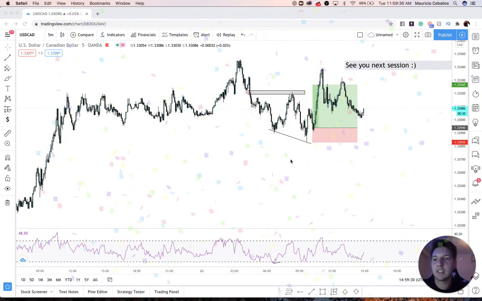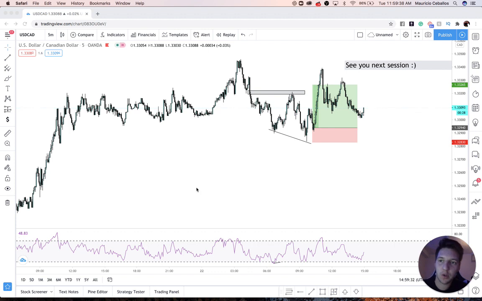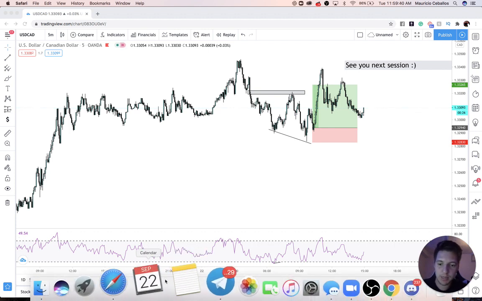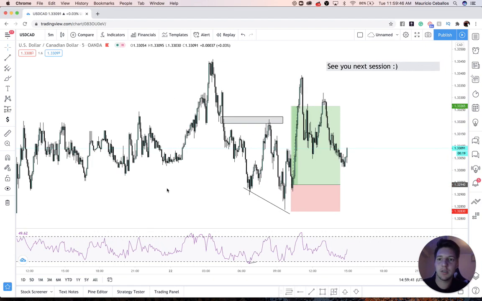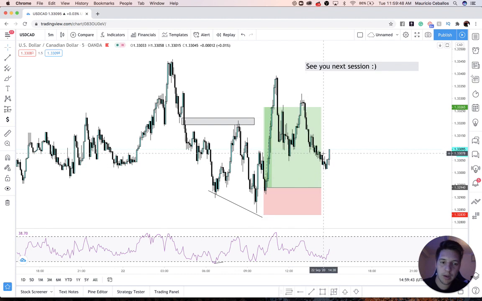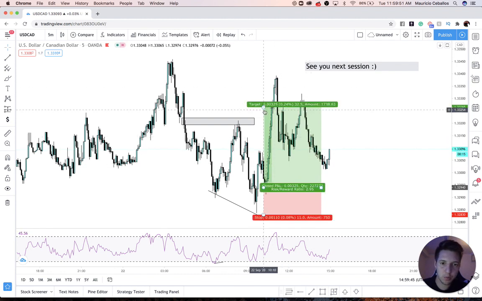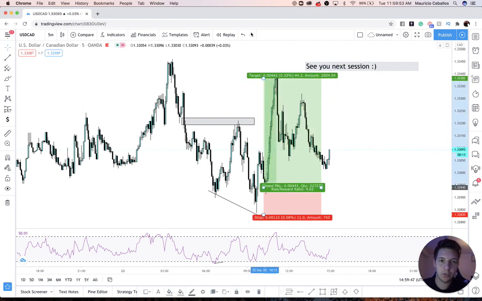So, coming back to today's trading session, we actually went over USD CAD. Today is September the 22nd, 2020, currently 11:59 and 44 seconds. Now, you guys can see we have USD CAD, and we were able to hit a TP of a 3-to-1 risk reward, maxing us out over at a 4-to-1 risk reward.